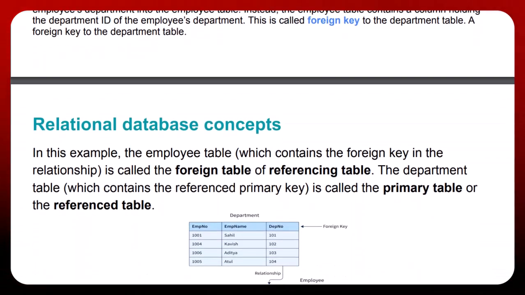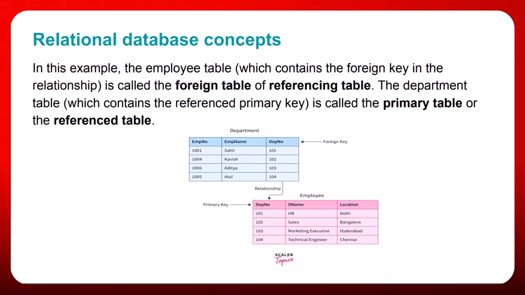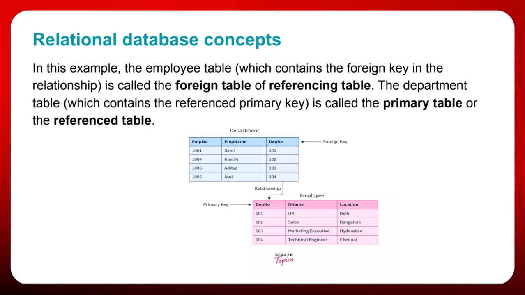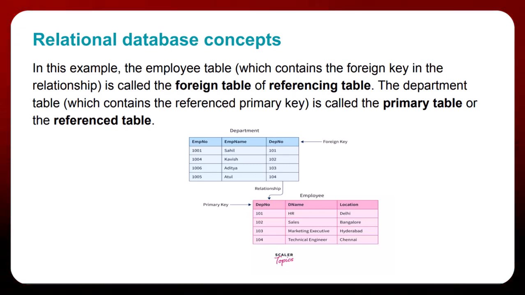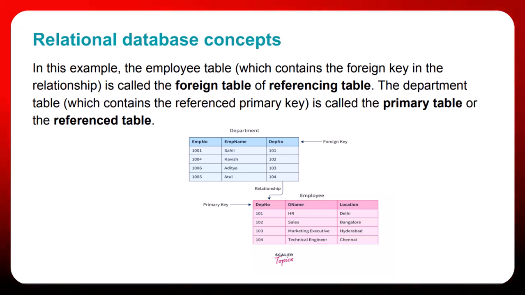Now, to make more sense, let's see this example. In this example, the employee table, which contains the foreign key in the relation, is called the foreign table or referencing table. The department table is called the primary table or the referenced table.